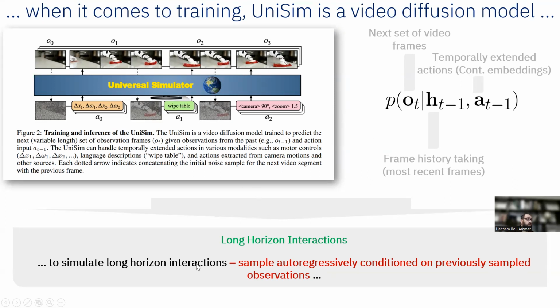Now, when we want to do long horizon interactions, what we are going to do is simulate these long horizon interactions by sampling autoregressively. So we sample autoregressively conditioned on previous sampled observations and run through this diffusion model, and that would give me what I am actually looking for in terms of the next set of video frames.